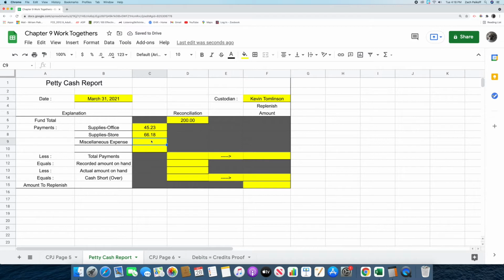$49.25. The next thing that we're going to do is using the sum formula, we are going to total all of the payments. So we're going to type in equals sum, select the $45.23, and drag it down to the $49.25, and then press enter. And that gives us $160.66. We're going to bring that amount over to the replenish amount column.